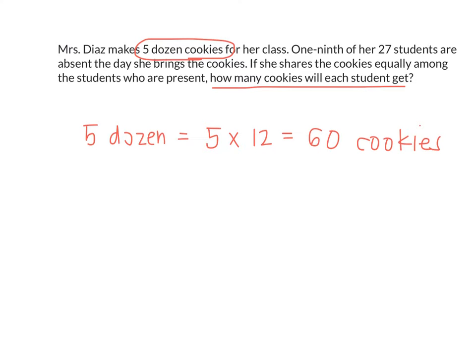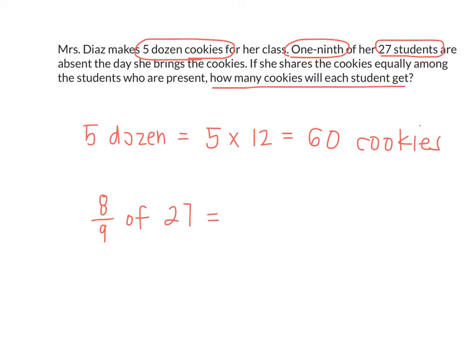She was going to share it with 27 students, right? Because that's how many are in her class. But are they all there to get the cookies? No. And that day, if you're absent, sorry, no cookies for you. We're not going to save you cookies. You didn't come to school, you don't get cookies. So are there going to be more or less than 27 students who get cookies? Less. How much less? Well, we know that 1/9 are absent, right? Which means that 8/9 of her 27 kids are there that day.